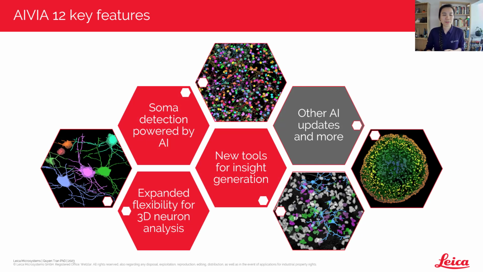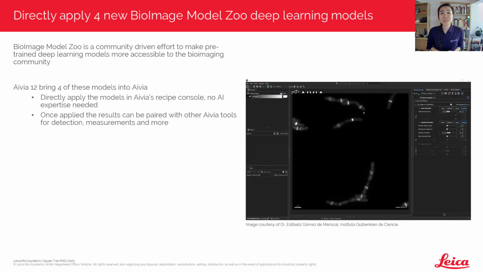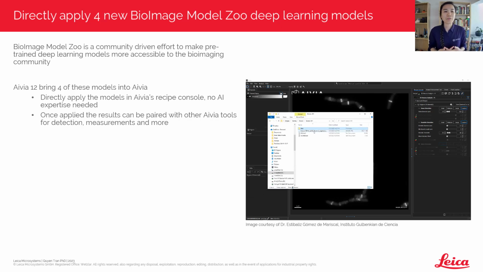Now, our last group of updates here. Our first update is a connection to the Bioimage Zoo. If you haven't heard of it yet, the Bioimage Model Zoo is a community-driven effort to make pre-trained deep learning models more accessible to the community. This is just a quick snapshot of the models within the zoo. In Aivia 12, we are hoping to help in this effort by bringing 4 of these models to you directly.